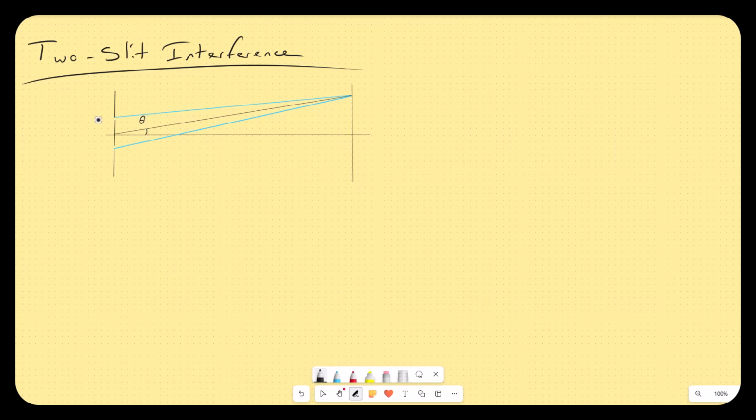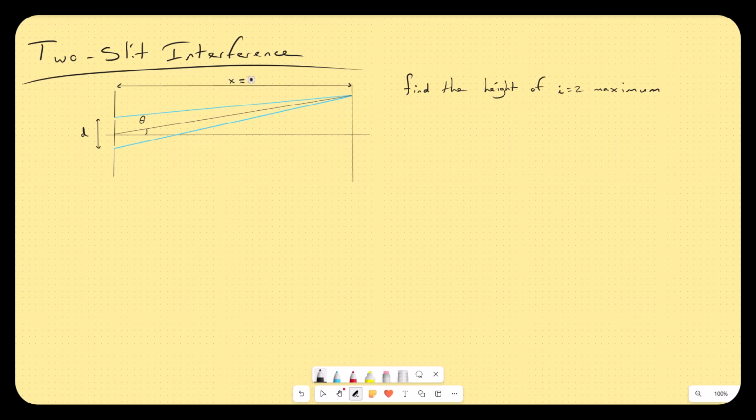We're going to have a slit separation distance of d, and we're going to have over here a distance to the screen of x, and I want to come up with some numbers. Let's find the height of the I equals 2 maximum, and we're going to need some numbers.